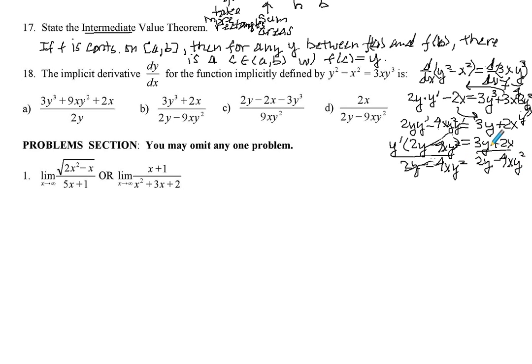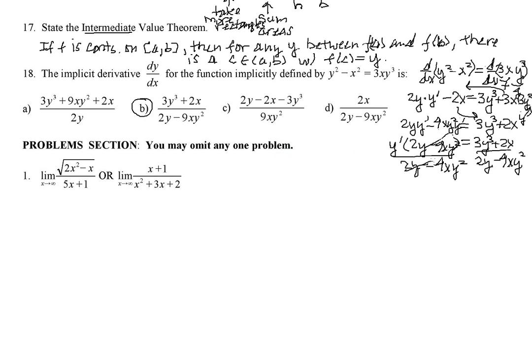Okay, now 3y plus 2x and 2y minus 9xy squared. Let's see, did I get everything? Oh, 3y cubed. This is 3y cubed. This is 3y cubed. There we go. So 3y cubed plus 2x over 2y minus 9x squared y. There we go. Sorry about that. Helps if you remember that exponent.